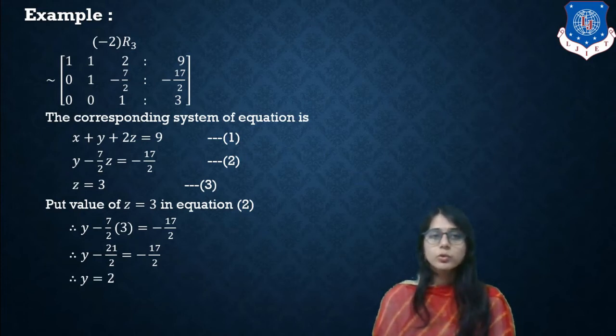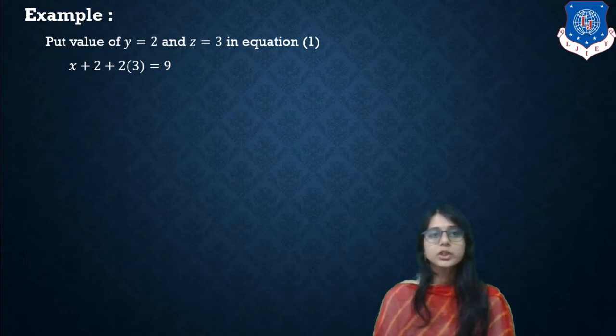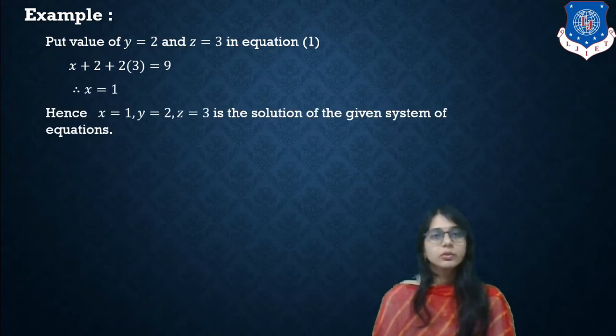Now put the values of z and y in x, that means in equation 1. We get x + 2·3 = 9, so x = 1. x = 1, y = 2, z = 3 is the solution of the given system.